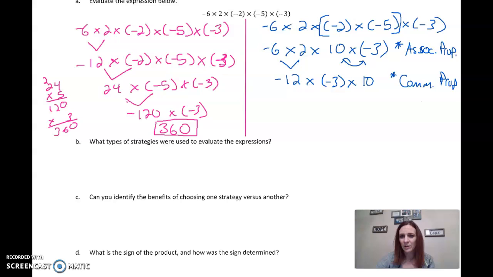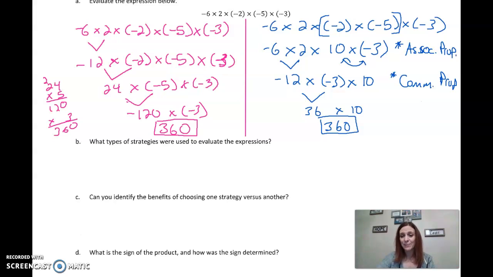Oh, I don't think it got much better, but I tried. Okay, so now I can go negative 12 times negative 3. Negative times a negative is positive. 12 times 3 is 36. And I love it, we have 36 times 10. This is why multiplying by 10 is easy. I'm going to take my 36 here, and I'm just going to add a 0 on, and get 360. I get the same answer either way.